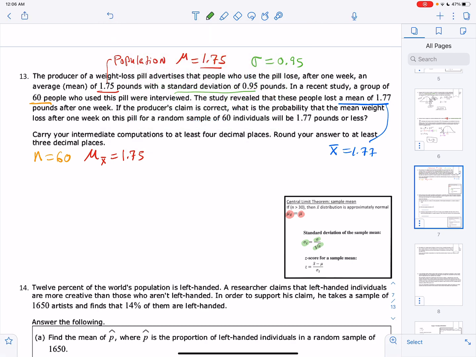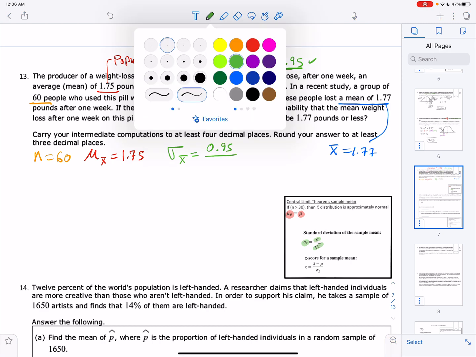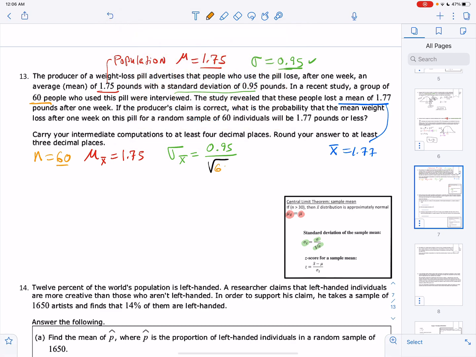So now we get our standard deviation of our sample means. It's going to be equal to the population standard deviation, which was given at the beginning to be 0.95, divided by the square root of the sample size we had over here in gold, 60. So then we do the math, and we get the standard deviation of the sample means to be approximately equal to 0.122644.